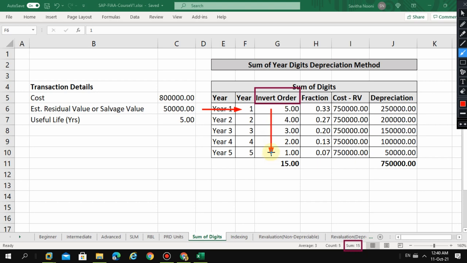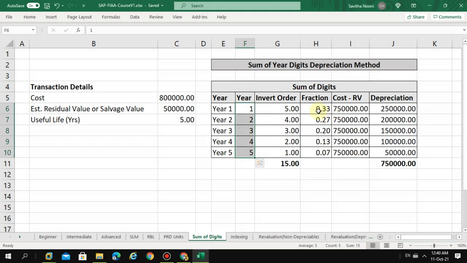So let's say you take this from the inverted order, then you have to divide here. This is the formula where you are taking the inverted order. This is fixed, and 5 divided by 15. What is the fraction here? You will get a fraction for each year. I'm dividing everything by 15, but when I reverse it, year 1 will be number 5, 2 will be 4, 3 will be 3, 4 will be 2, and 5 will be 1. So when I divide, you can see 5 divided by 15, 4 divided by 15, 3 divided by 15, 2 divided by 15, and 1 divided by 15. This is how you will get the fraction.